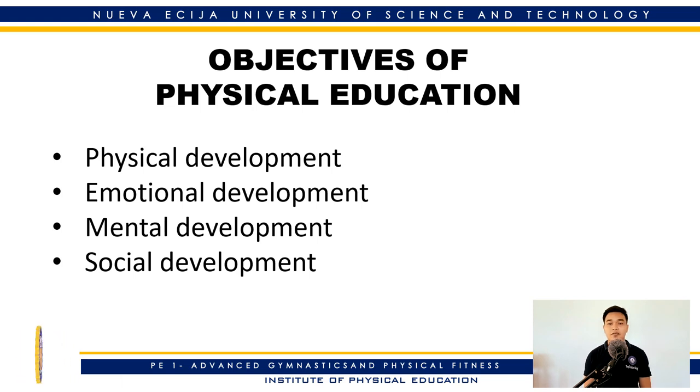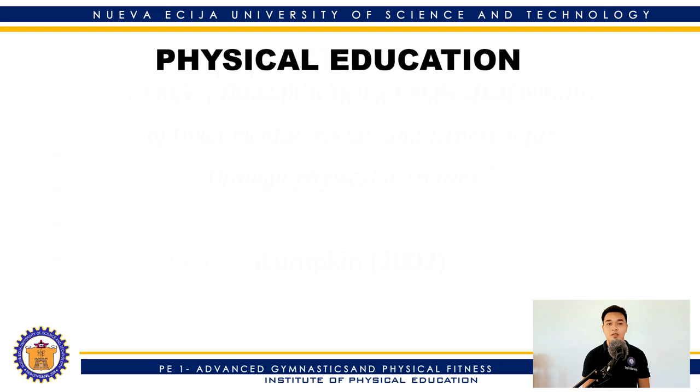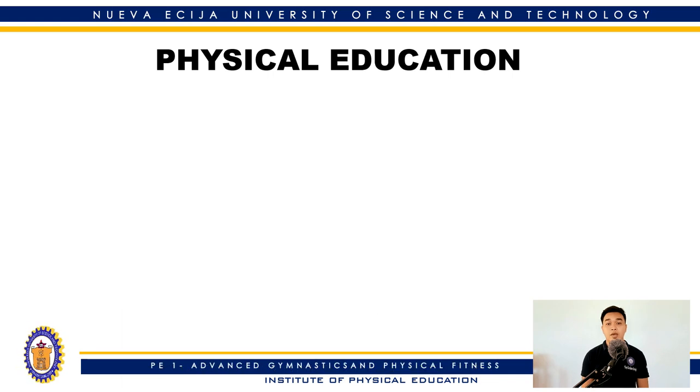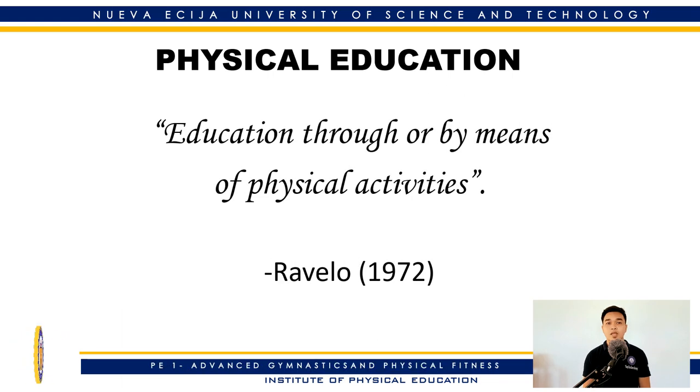Physical education is defined in many ways. First, let us have Blumkin in 2002. It is a process through which an individual obtains optimal mental, social, and fitness skills through physical activities. We have Ravelo in 1972. Physical education is education through or by means of physical activities.